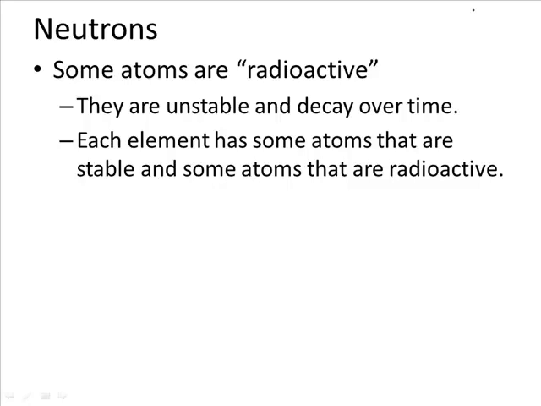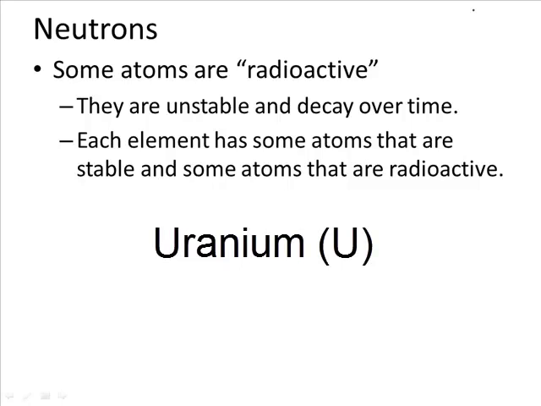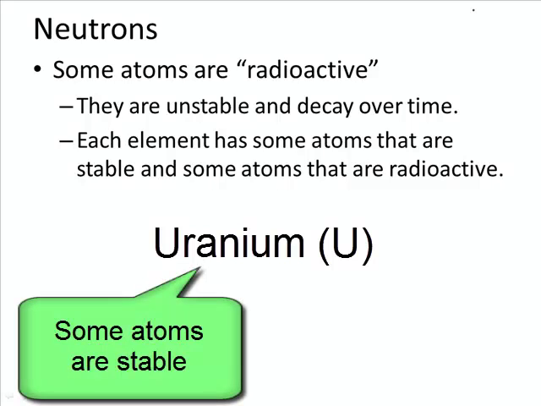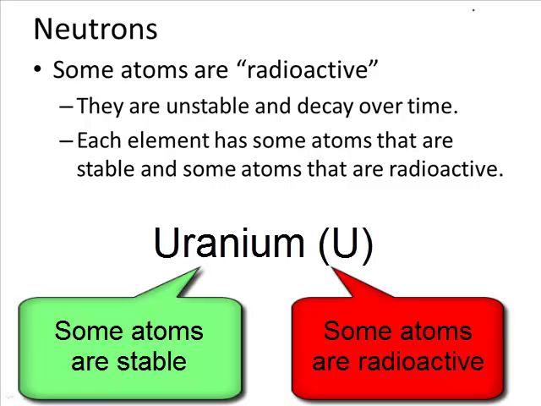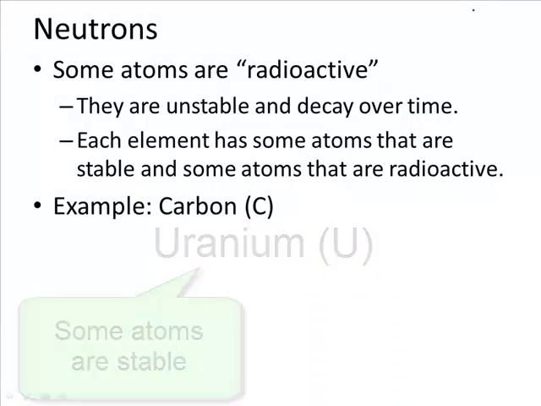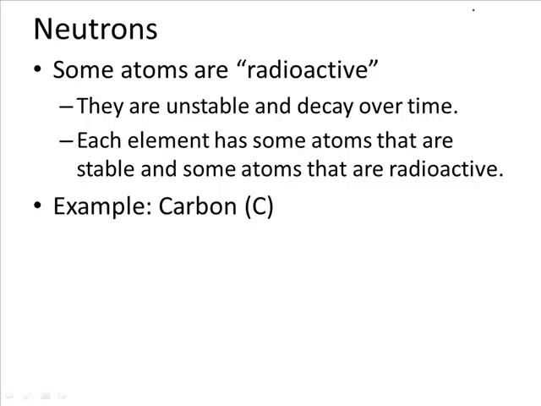It's important to realize, though, that just the element itself doesn't dictate whether you're dealing with a radioactive atom or not. For instance, uranium, which many people think of in relation to nuclear power and radioactivity, has atoms in the universe of uranium that are stable and other atoms which are radioactive. So for every element on the periodic table, there are some atoms of that element that are stable while other atoms are radioactive. Let's look at a much more common example, which is carbon.